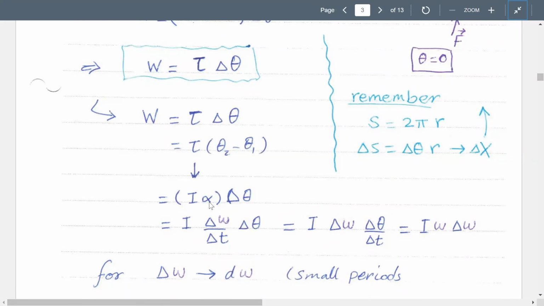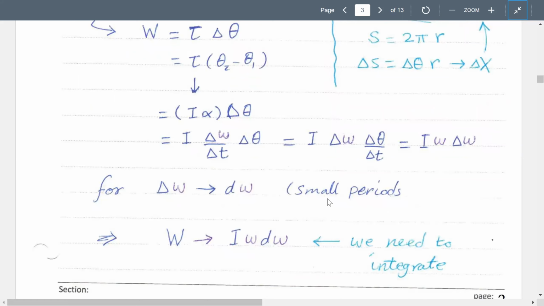I is I. Alpha, the angular acceleration, is the change in omega with respect to time, multiplied by delta theta. If you just take the time for theta, it will be omega, delta theta over delta t. It is omega. So we have I, which is the moment of inertia or the rotational effect of the mass, multiplied by omega, multiplied by delta omega. So we have this relation. This is the work.